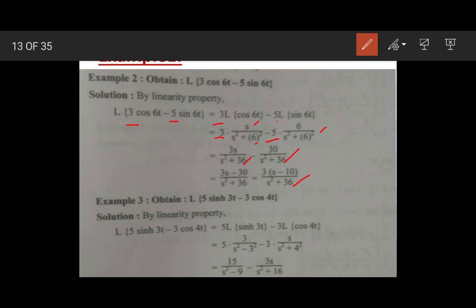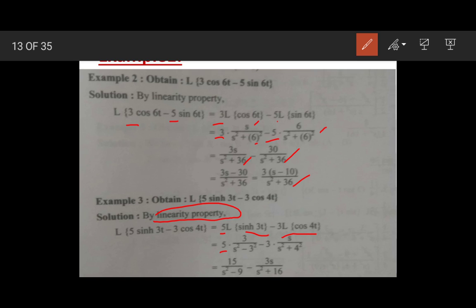Again the question is: find Laplace of, or obtain Laplace of, 5 sinh 3t minus 3 cos 4t. Again we are going to use the linearity property. So 5 is constant, so that will come outside the Laplace. So 5 into Laplace of sinh 3t minus 3 into Laplace of cos 4t.